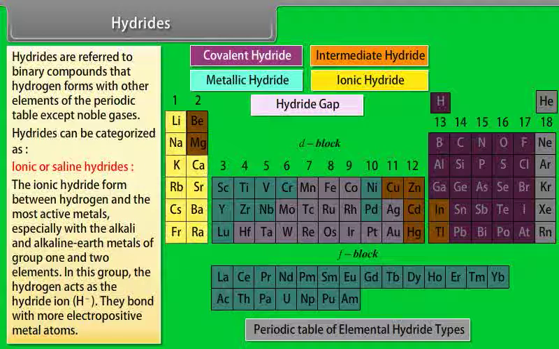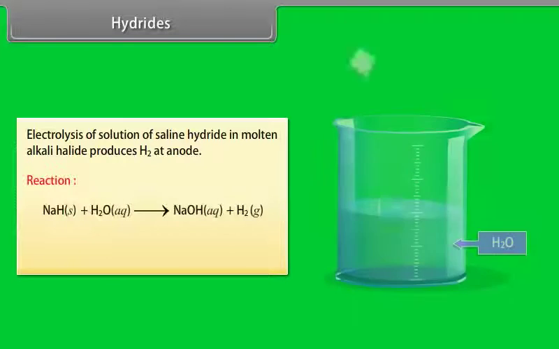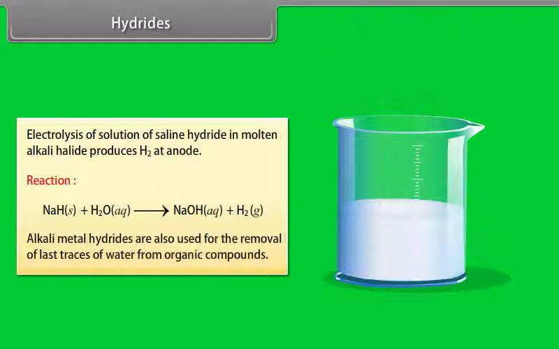In this group, the hydrogen acts as the hydride ion. They bond with more electropositive metal atoms. Electrolysis of solution of saline hydride in molten alkali halide produces H2 at anode. The reaction is given as. Alkali metal hydrides are also used for the removal of last traces of water from organic compounds.